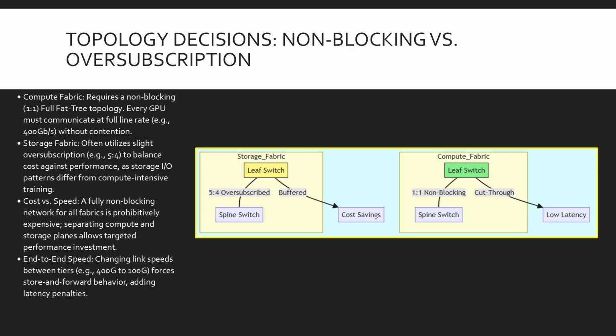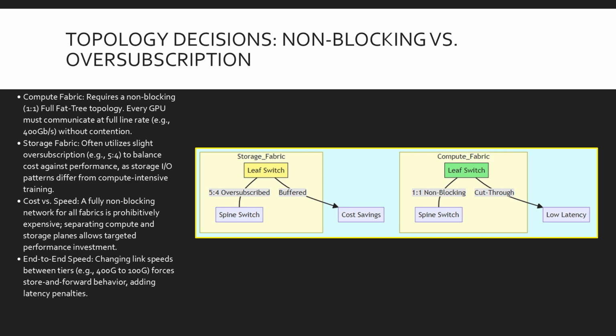To manage this trade-off, we treat fabric types differently. For the compute fabric, where GPUs exchange gradients, we cannot tolerate delay. Here we use a non-blocking full-fat tree topology. This ensures 1:1 bandwidth subscription, allowing every node to talk at full speed simultaneously. For the storage fabric, we can accept slight oversubscription, such as 5/4, to manage costs without crippling I/O. Crucially, just avoid mixing link speeds across tiers. Doing so forces switches to buffer entire packets, store and forward, rather than switching them immediately, cut through, adding unacceptable latency to AI training jobs.